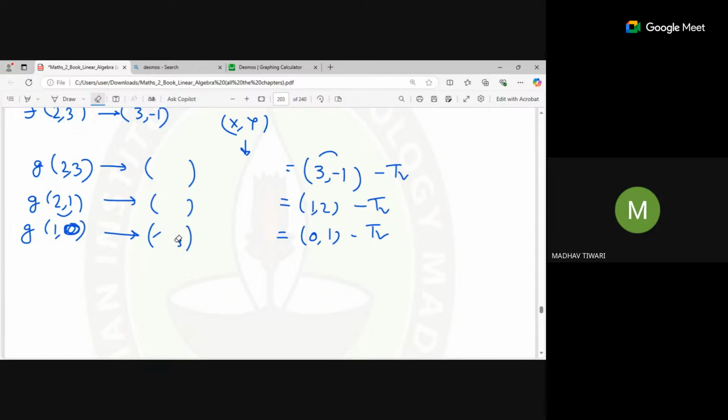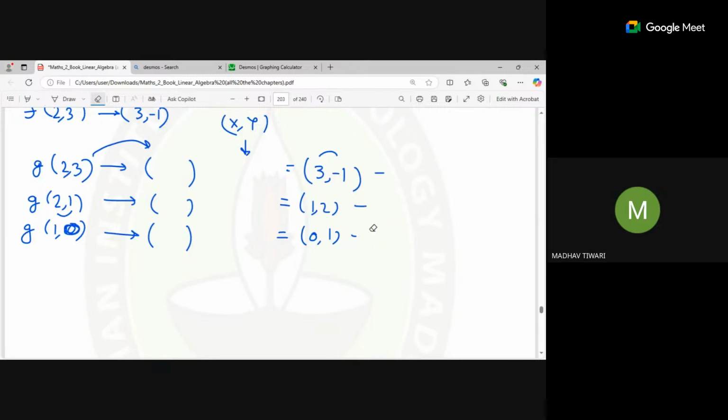Don't use these variables, just directly understand. I am using some linear transformation and applying it on this vector 2 comma 3, and I got another vector. Same here, I got another vector. This vector will be equal to what remains when I remove this translatory vector from this and this. I am unaware of this translatory vector, so I took some point x comma y.